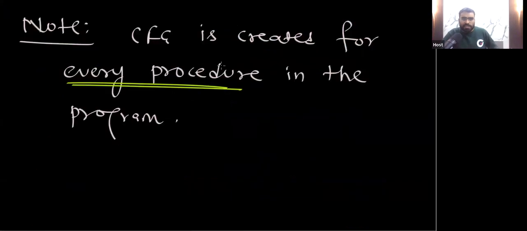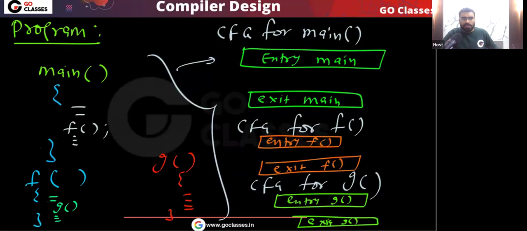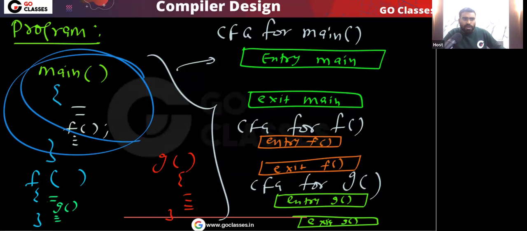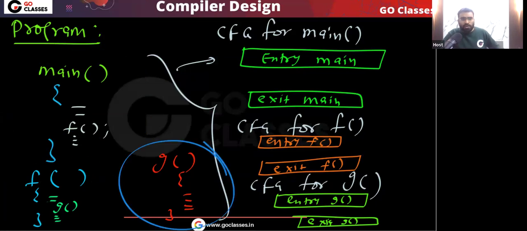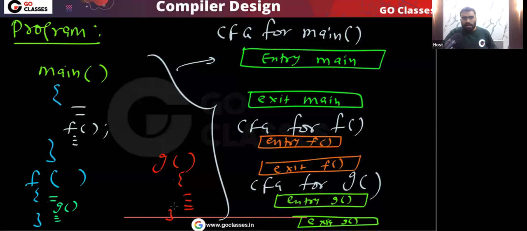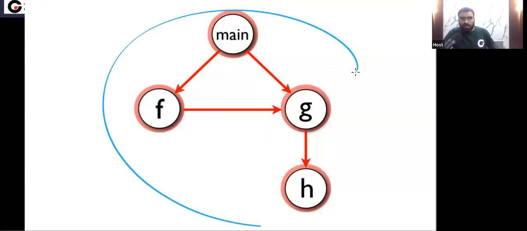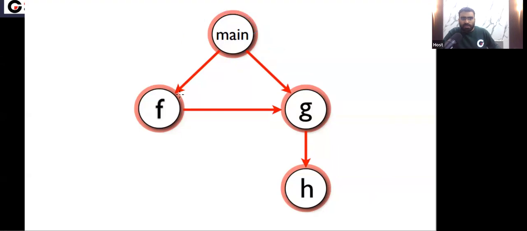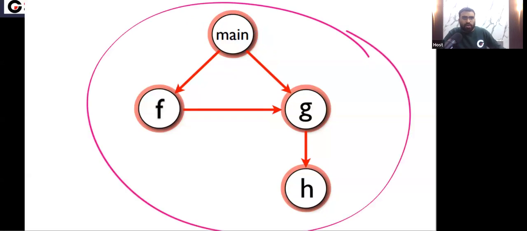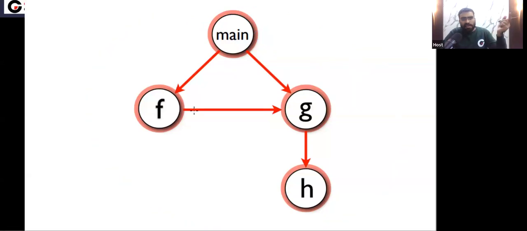For every procedure, a control flow graph is created. There will be a control flow graph for main, for this function f, and for function g. Now let's assume that from the main function you can jump to f, f can jump to g, g can go to h, and main can directly go to g. When you write a program in C or any language, this type of situation does occur.